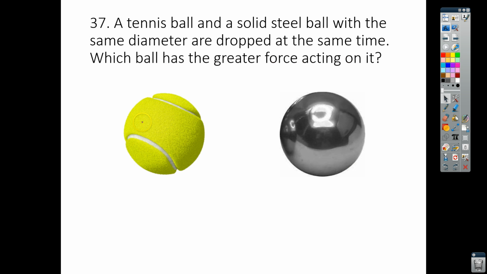For number 37, a tennis ball and a solid steel ball, the same diameter, dropped at the same time. The one that has the greater force is the one that has the bigger mass. So this one has a little mass, this one has a much bigger mass. And because we multiply both of those times gravity, we know the weight of the steel ball is much bigger than the weight of the tennis ball.